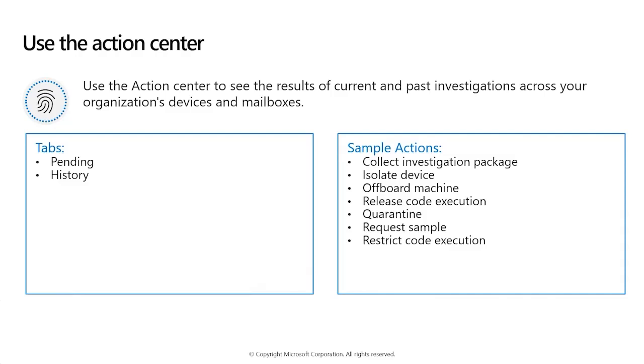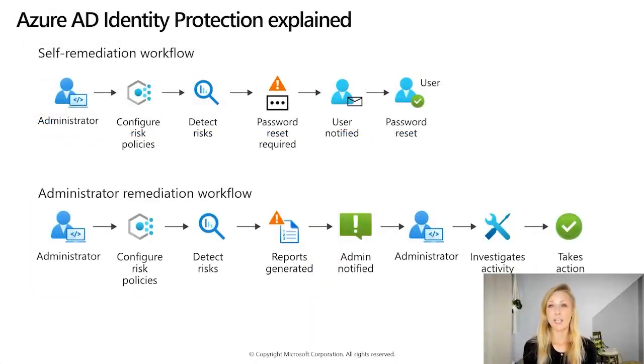Now that we've talked a little bit more about Microsoft 365 Defender and the Action Center here, we'll move into protecting your identities with Azure AD Identity Protection. In Azure AD Identity Protection, there are two different ways to detect and handle identity risks. The first is self-remediation workflow, and the second is administrator remediation workflow. Let's talk a little bit more about the self-remediation workflow and what that looks like.